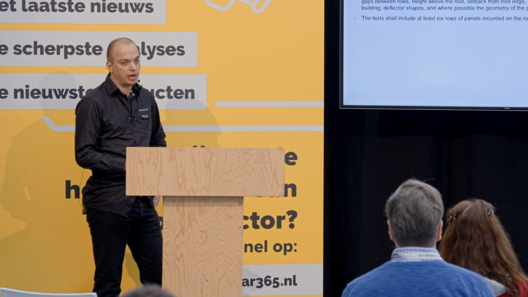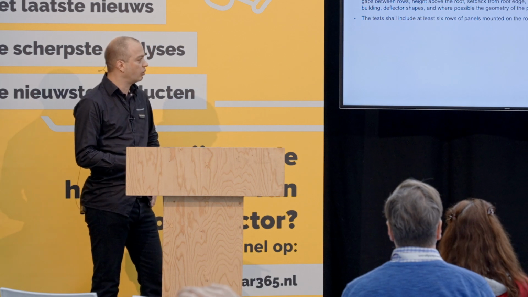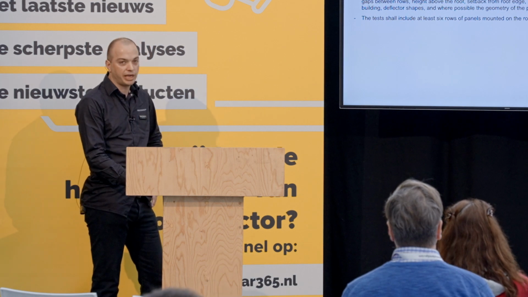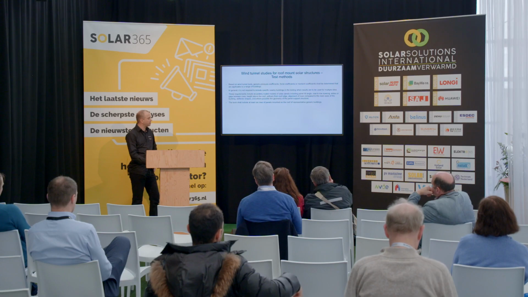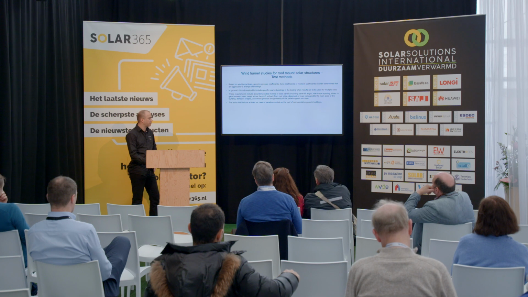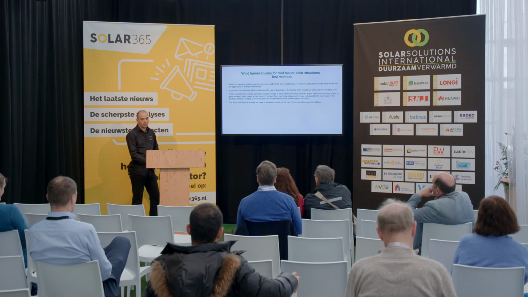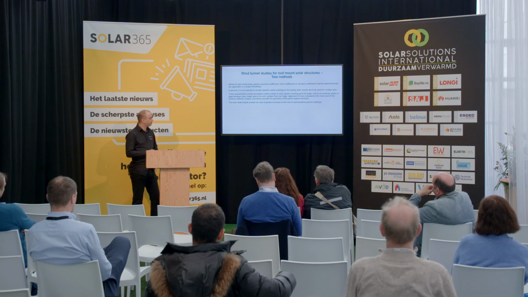The models of solar panels need to be accurately scaled. Of course, the panel tilt angle, row-to-row spacing, and aisles or gaps between rows need to be modeled. The height above the roof, the setback of the array from the roof edge, alignment of rows compared to the main axis of the building, deflector shapes, and where possible, the geometry of the panel support structure shall also be modeled. And of course, a minimum number of panel rows needs to be modeled.